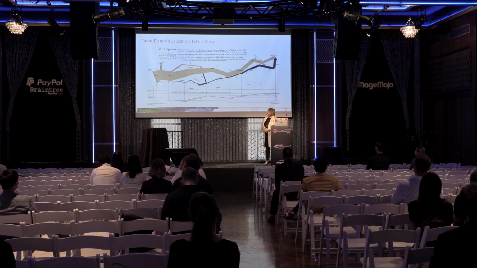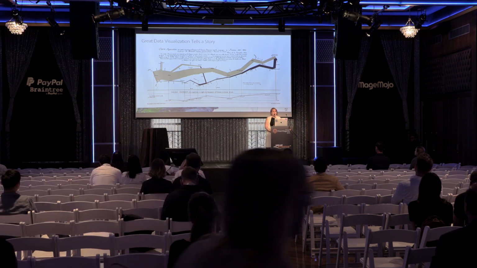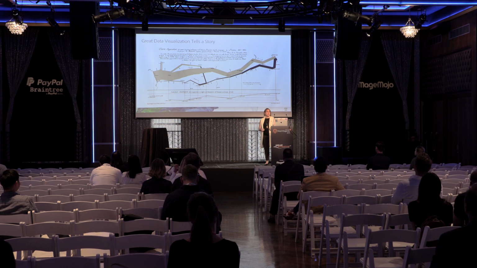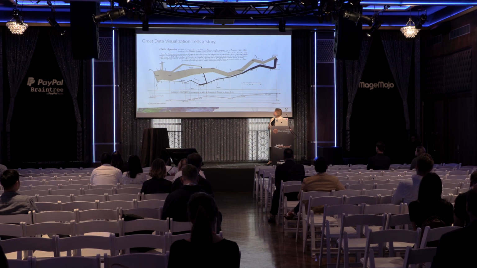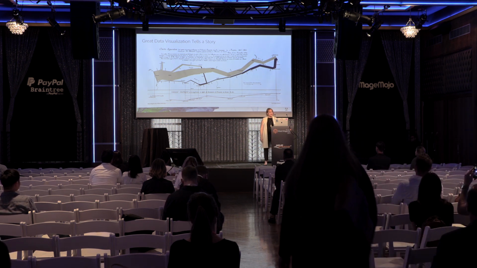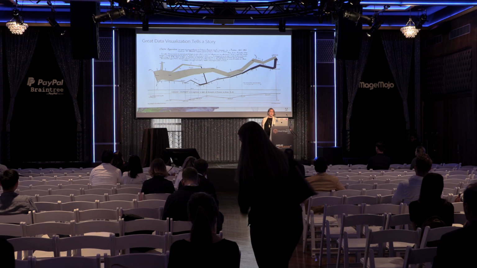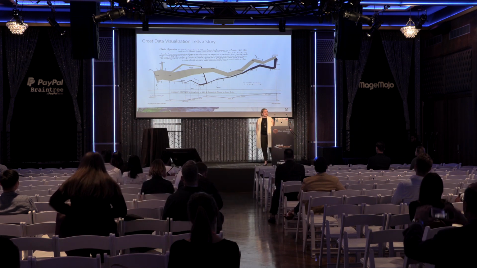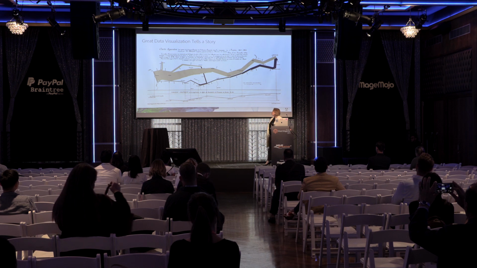So, great data visualization tells a story. Right here is an example. This might look more modern than you think it is. This is from the 1800s. It was created by a French civil engineer named Joseph Menard, and it depicts Napoleon's troop movements during the 1812 Russia campaign. So the story that this is telling is one of immense loss.